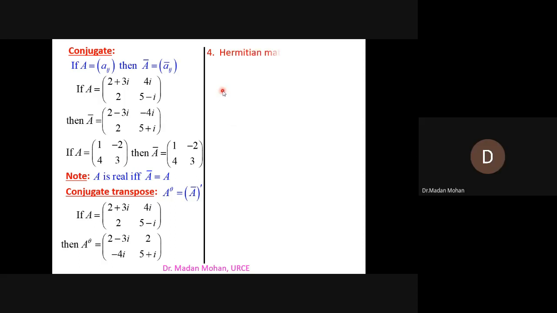Next, the fourth one. I have given symmetric, skew symmetric, orthogonal matrices. Now, Hermitian matrix. A matrix is said to be Hermitian if its conjugate transpose is itself. Conjugate transpose is itself.